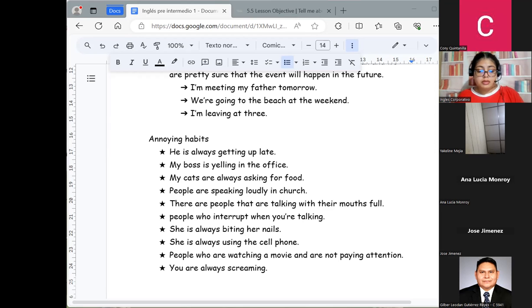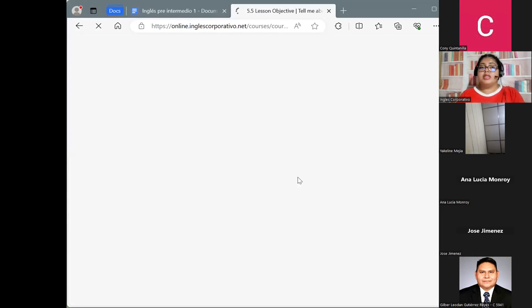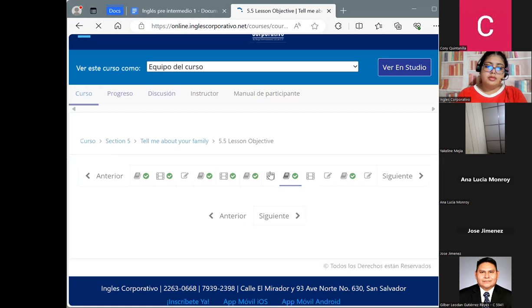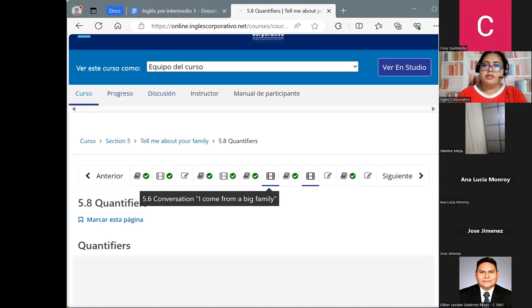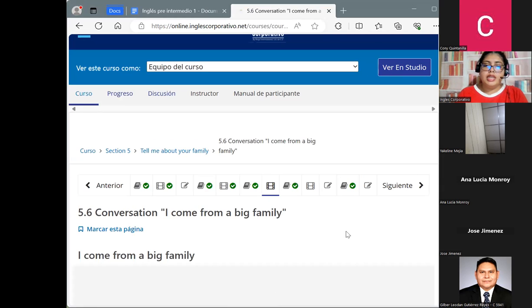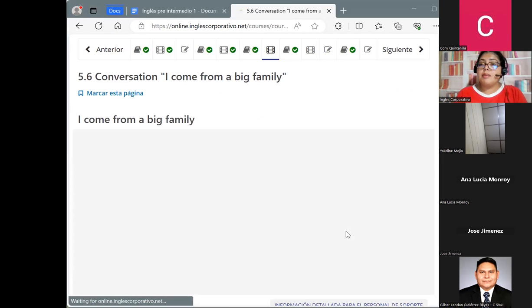Now, we are going to listen to a conversation and then we are going to talk about different activities that the members of our family are doing. So let's go to the platform. And we are going to listen to that conversation. The conversation is called, I come from a big family.